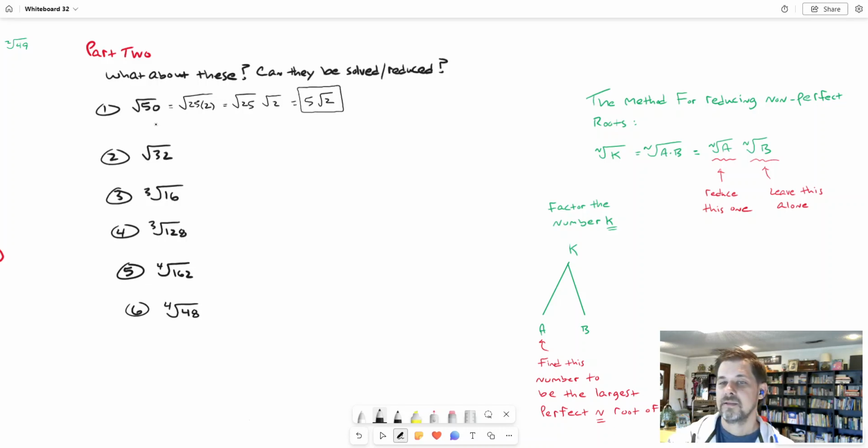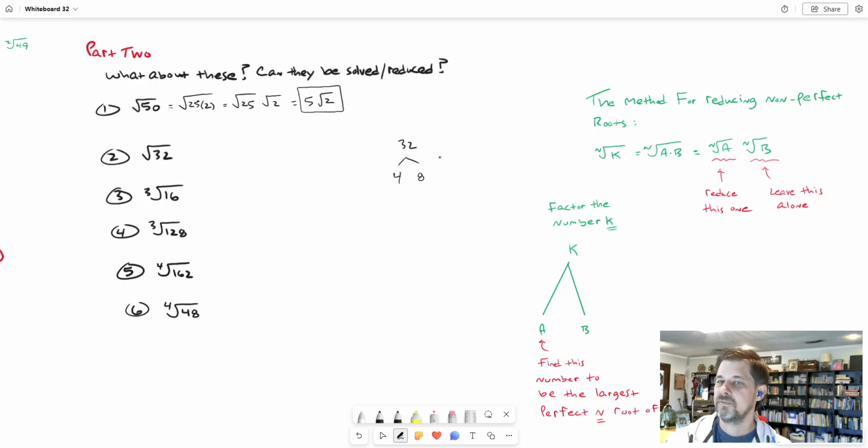Okay? Let's try root 32. Same way. So we take 32, and I want to factor it in a way that I get the largest perfect square factor out of it. So I could say 4 times 8 if I wanted to. 4 times 8 is 32, but 4 is not the largest perfect square factor of 32.